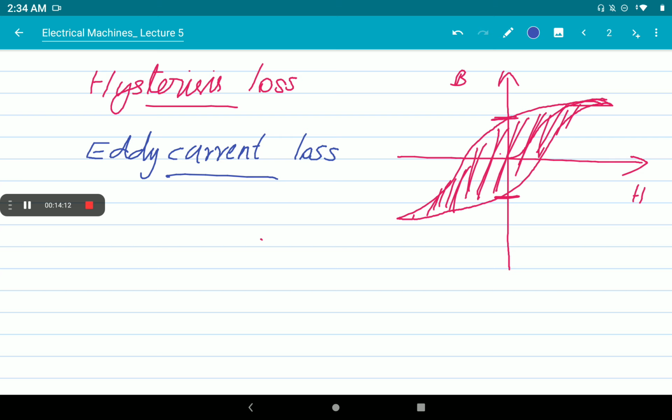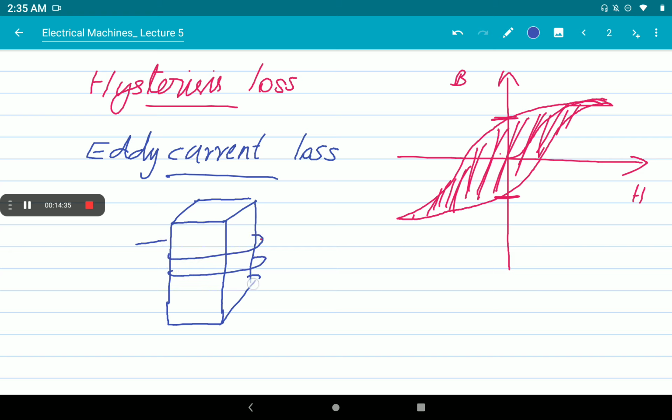Now we are going to study another loss in a ferromagnetic material. So just consider a magnetic core. This is a three-dimensional magnetic core, and a coil is wound on this magnetic core, and we are giving current. Current I is flowing through it. So the current direction will be like this on this coil.